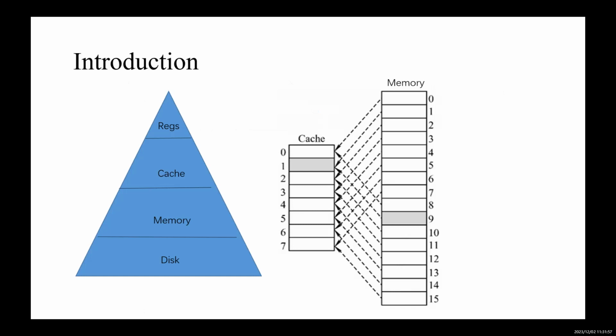Then, when the data is used frequently, in order to make reading and writing faster, as we see in the right figure, data will be transferred from memory to cache. So, as the size of cache is limited, how to replace the data when the cache is full? This is the main research of this paper.